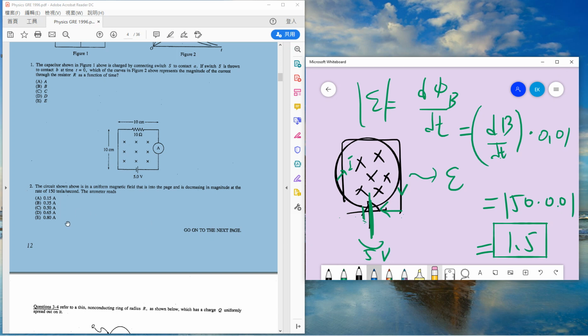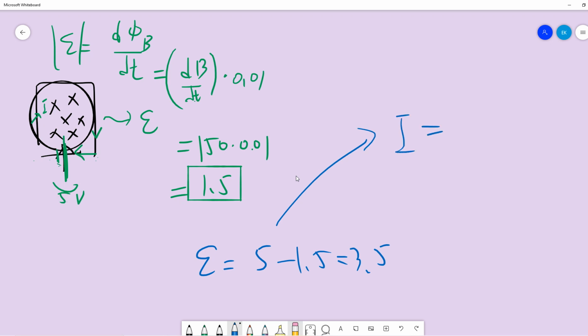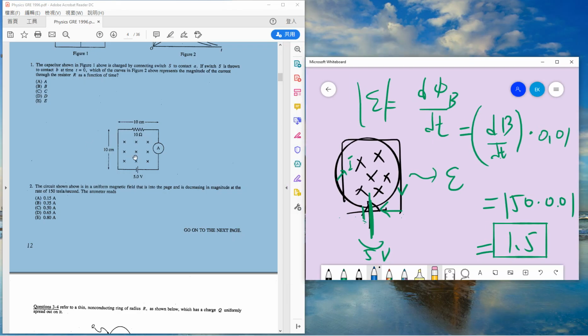So for the total ammeter reading, the total voltage is 5 minus 1.5, which is 3.5. So the ampere is just 3.5 divided by 10, because it's 10. So the answer is B, 0.35.